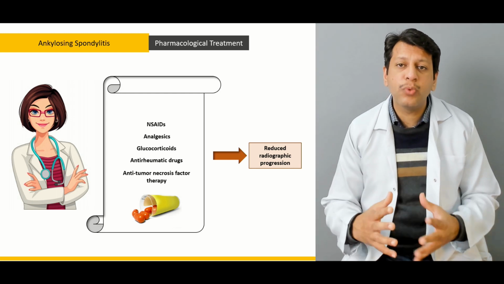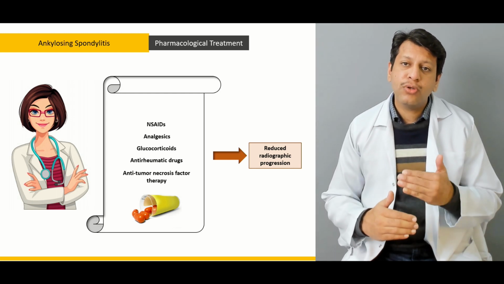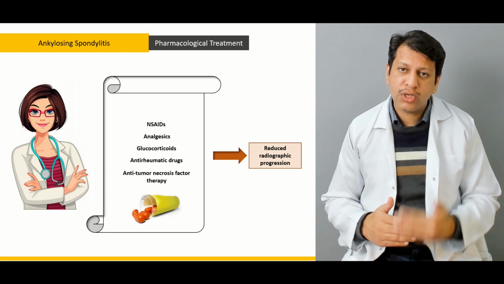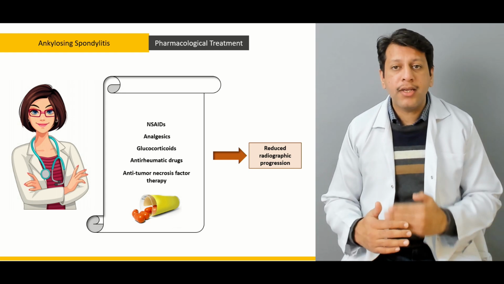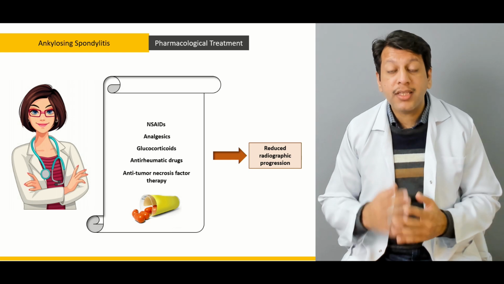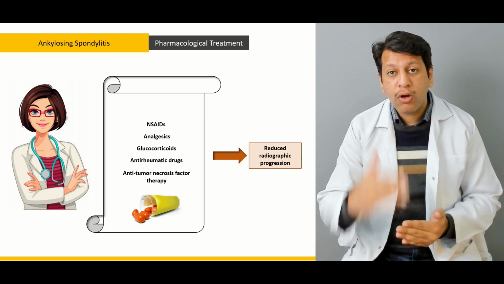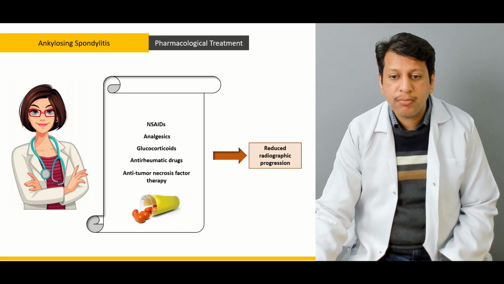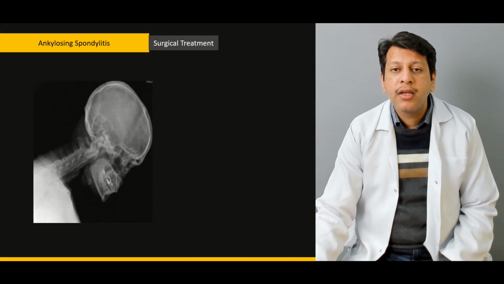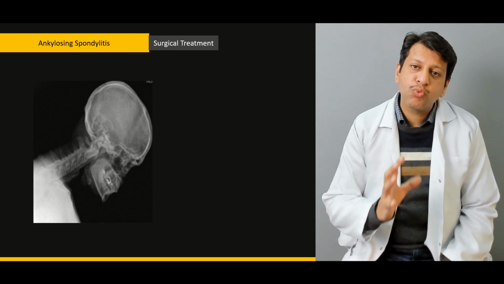What we need to do is that although it's a systemic autoimmune disease, you cannot reverse it back, but yes, you can halt the progression, and that is what we need to do. You need to halt the progression, further aggravating the problems. Now coming to the surgical treatment. Surgical treatment depends on where the problem is.